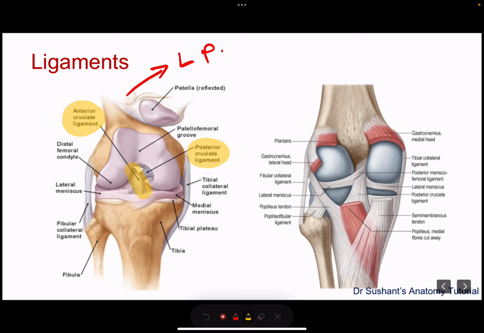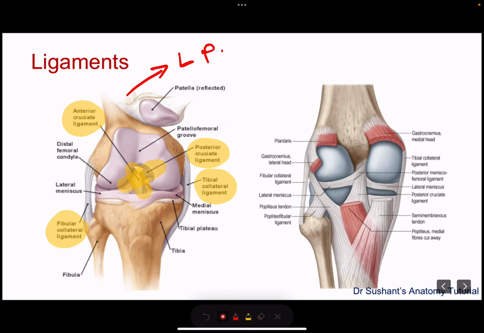we have the posterior cruciate ligament. We have the fibular collateral ligament on the lateral side. We have the tibial collateral ligament on the medial side. Then we have the meniscus, the lateral meniscus, the medial meniscus, and then again, the oblique popliteal ligament. Then we have the posterior cruciate, the lateral meniscus, the posterior meniscofemoral ligament, the popliteofibular ligament.